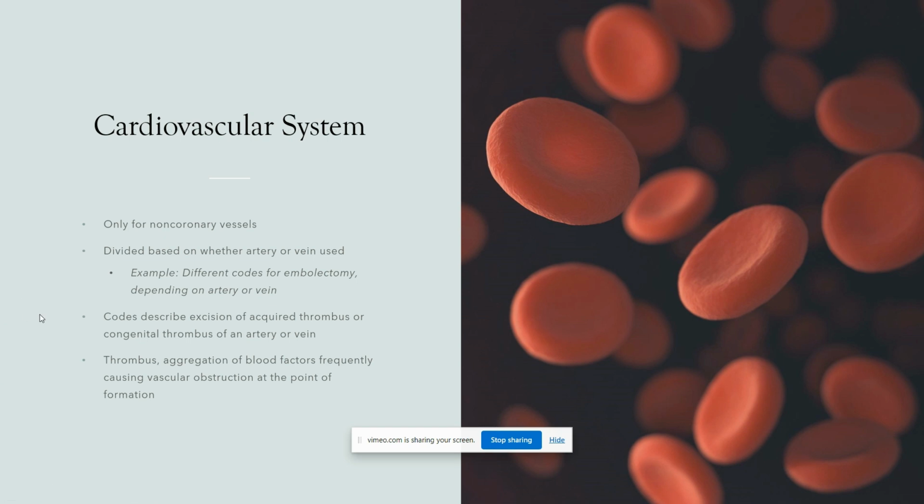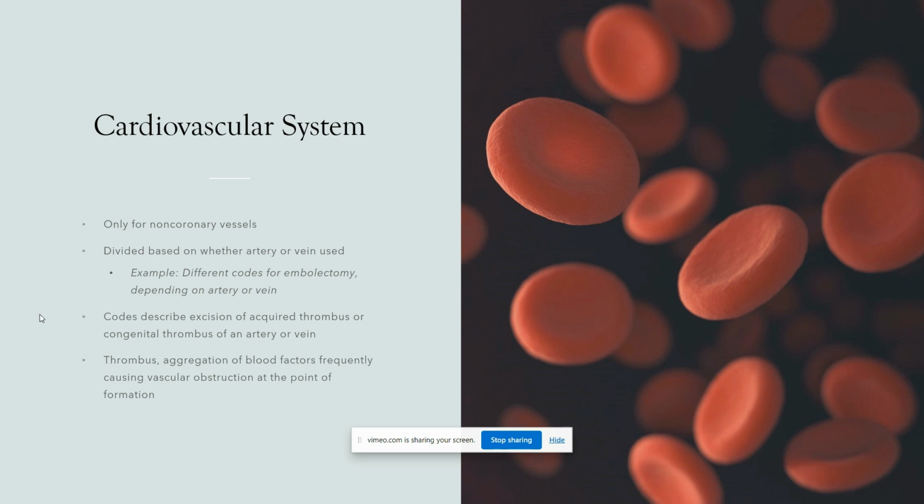Typically, veins and arteries are only for non-coronary vessels, so anything that's not a vessel related to the heart. It's divided based on whether an artery or vein was used. For example, there are different codes for embolectomy depending on artery or vein. If you look through this section, you'll see it's all divided up based on whether an artery or a vein was used. So pay close attention to that wording as well.